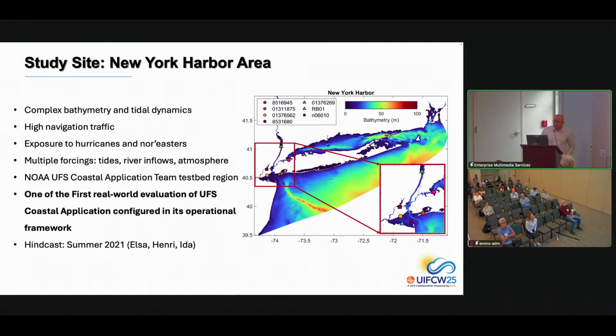This place was also designated as NOAA UFS CAT testbed region. Importantly, this work represents one of the first real-world evaluations of the UFS coastal application in an operational framework. We applied the system in a hindcast for summer 2021 during Hurricanes Elsa, Henry, and Ida.